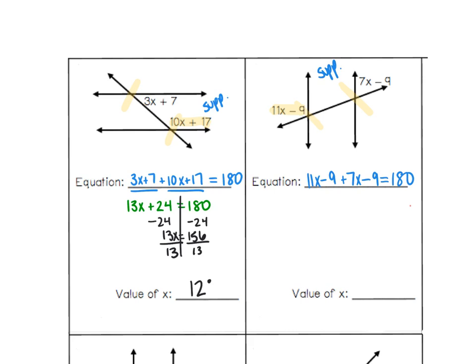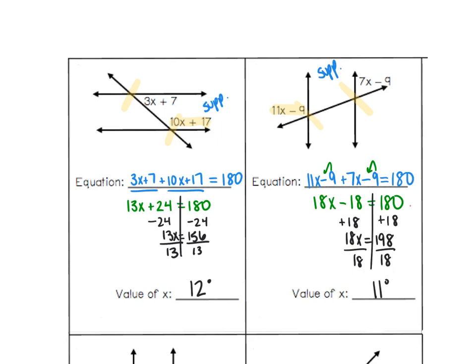Same starting off point, I'm going to combine like terms. So 11x plus 7x combines to 18x. Negative 9 minus 9 more gives me a negative 18. And that would be equal to 180. So from here, this time I'm actually going to add 18 to both sides. So I would have 18x is equal to 198. And then taking 198 divided by 18 gets me my final answer of 11 degrees.